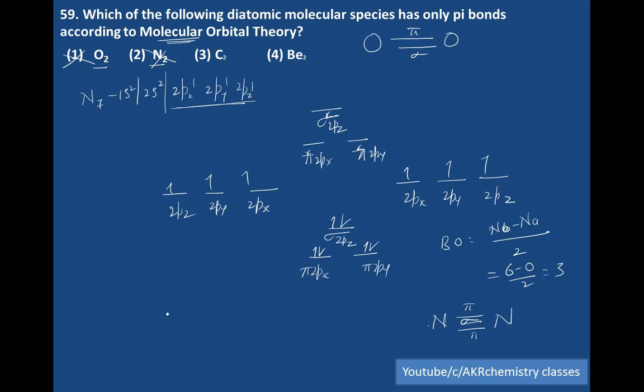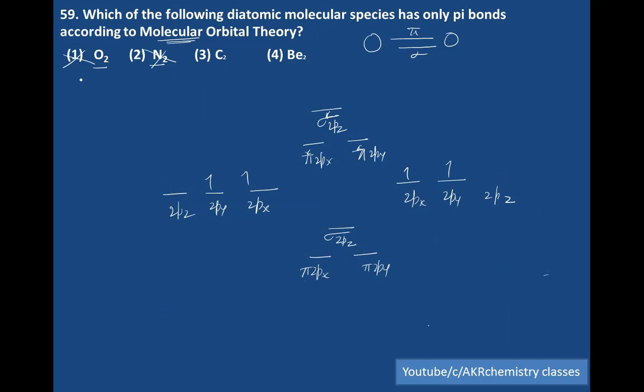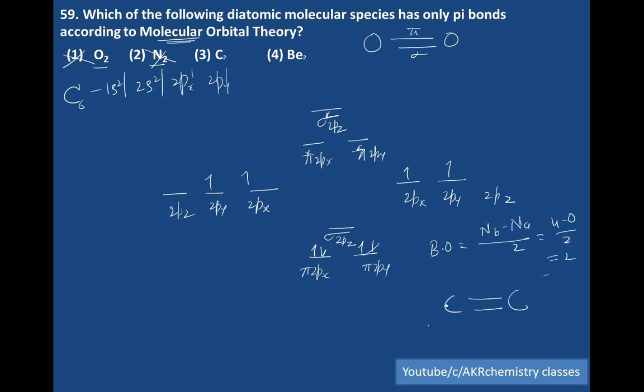Now I need to come to the carbon molecule. Carbon, atomic number 6: 1s2, 2s2, 2px1, 2py1. So 1, 2, 3, 4. All the 4 electrons get occupied in pi orbitals only. Bond order I need to find out. Bond order is equal to Nb minus Na divided by 2, that is 4 minus 0 by 2, equal to 2. So between two carbon atoms, according to MOT, there are 2 bonds, and both are pi bonds only. So option C is the right answer.